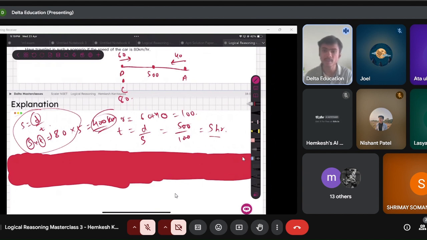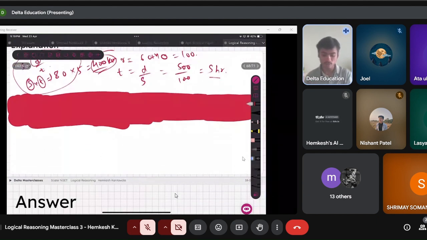In the exam, the level of questions from it would be moderate. Means average, it would be moderate.